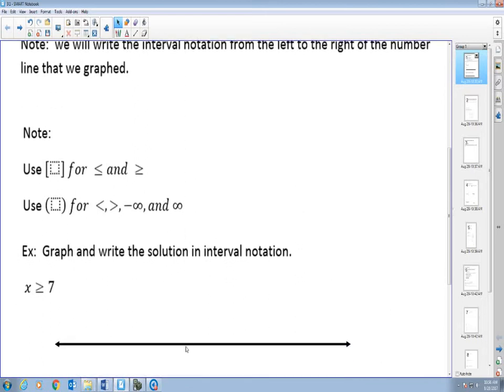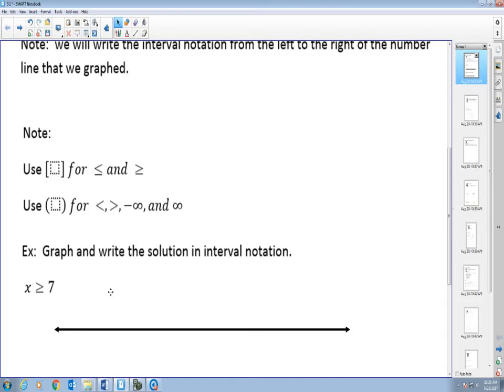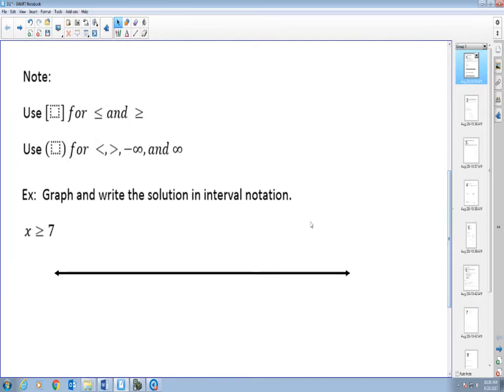I have this example on your handout. Graph this solution, and we're going to write it out as interval notation. Let me graph this real quick, and I can write the interval notation for you. Let's say our solution is x is greater than or equal to 7. Numbers that are bigger than or equal to 7, like 8, 7.5, 7.6, 9, 10, so there are a lot of numbers greater than or equal to 7. That's why we need interval notation to include all the answers.